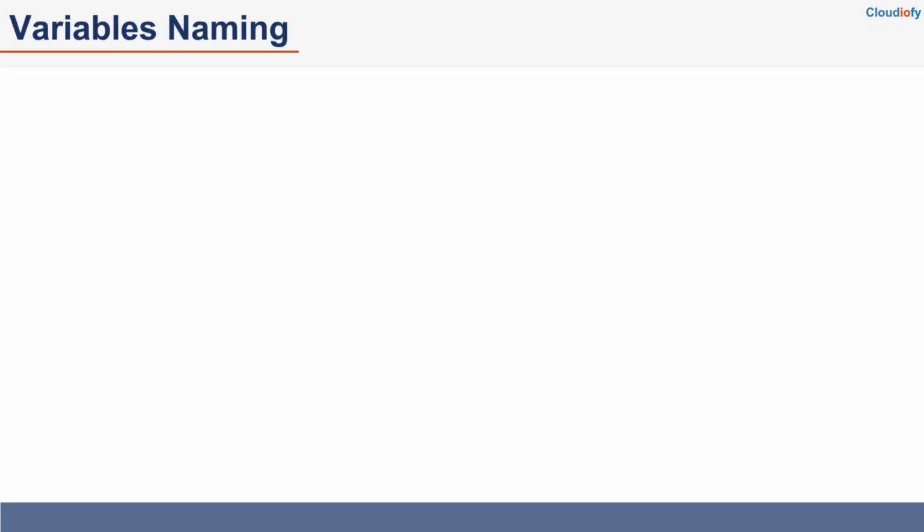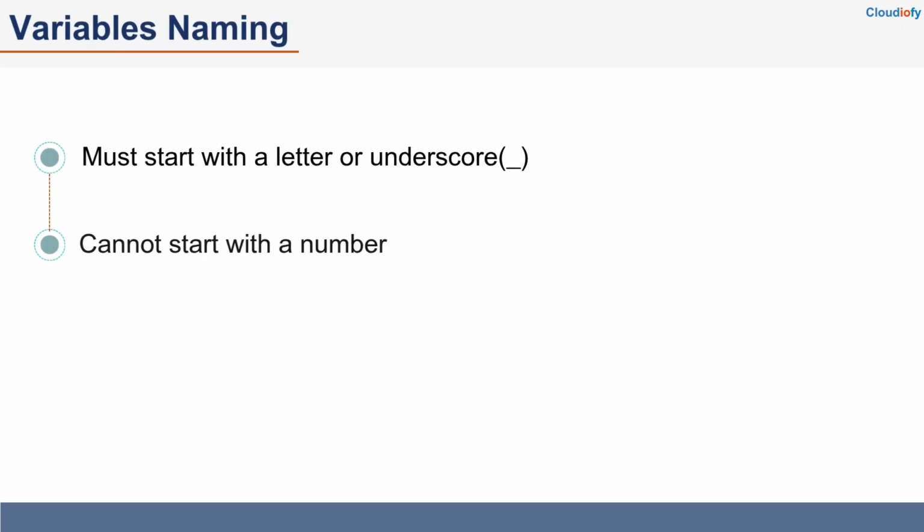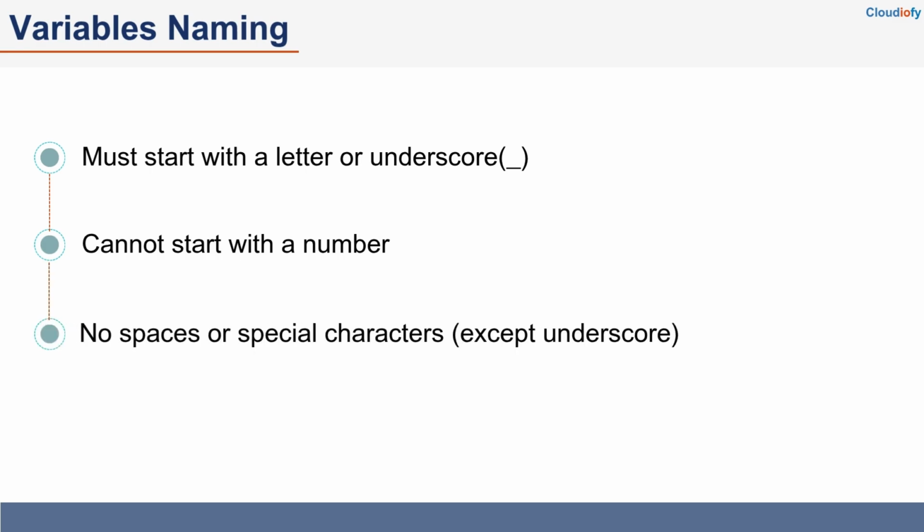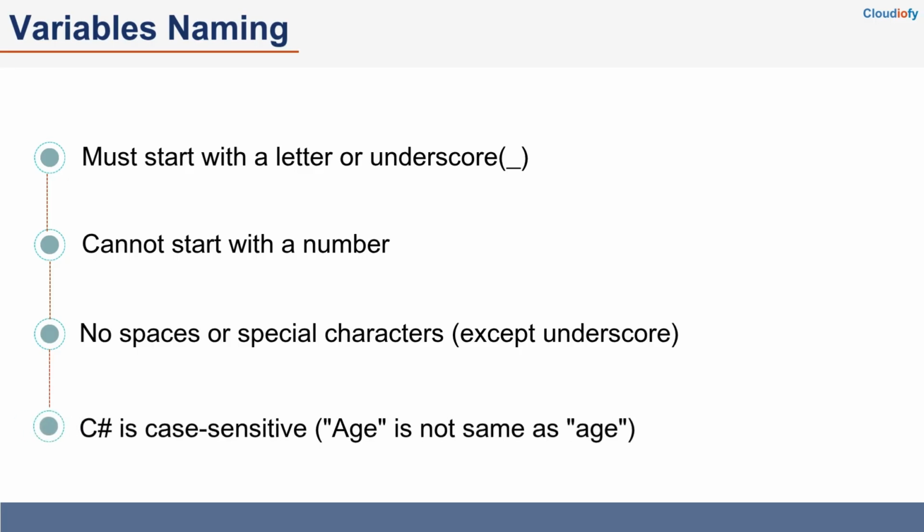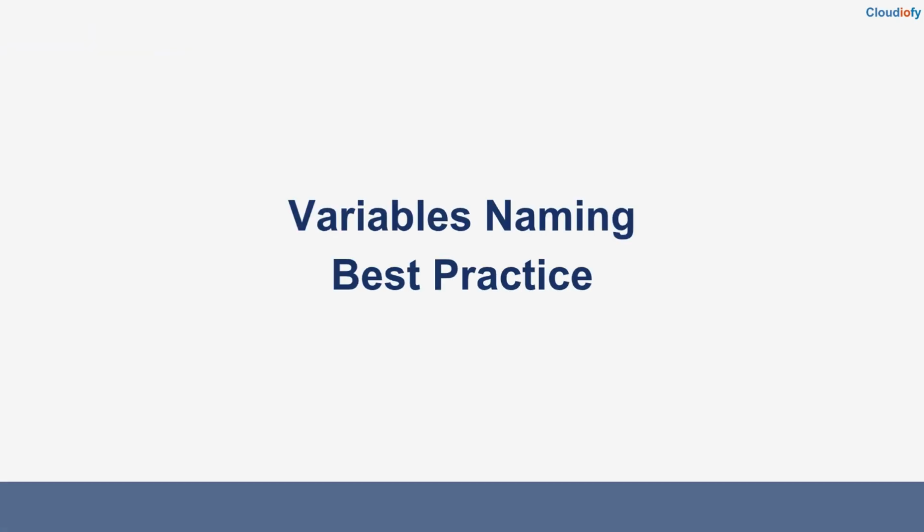When naming variables in C#, there are a few simple rules. C# variable names must begin with a letter or underscore. They cannot start with a number, and you cannot use spaces or special characters except underscore. Also, C# is case sensitive, so age and Age are different.